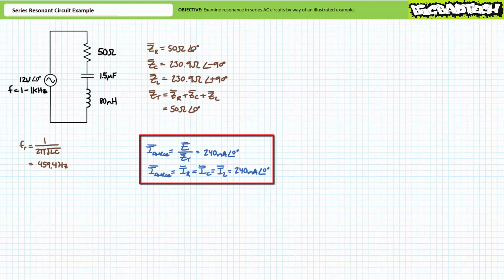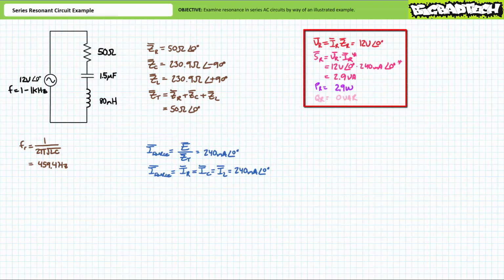An application of Ohm's law demonstrates source current will be supply voltage over total impedance. Substituting in our given values, we find source current to be 240 milliamperes at an angle of 0 degrees. A phase shift of 0 degrees indicates source current is indeed in phase with supply voltage, as we'd expect for the resonant condition. Given this is a series circuit, it can be said 240 milliamperes at an angle of 0 degrees flows through all three elements forming the series connection. IR equals 240 milliamperes at an angle of 0 degrees, as does IC and IL.